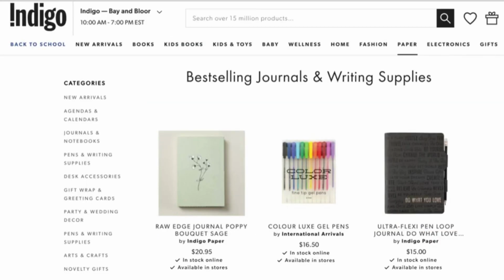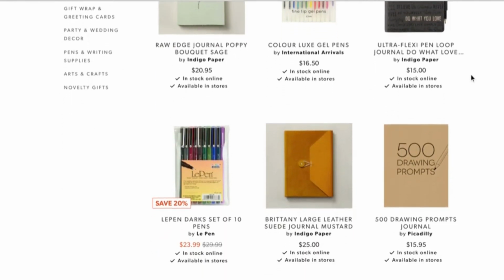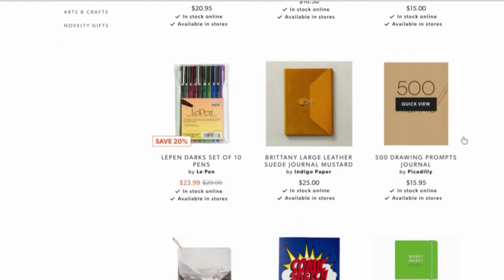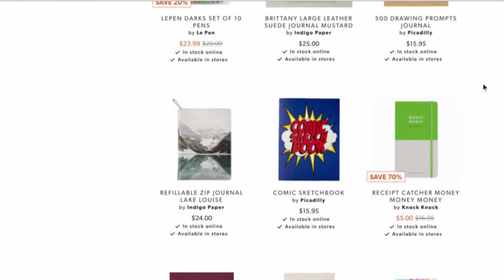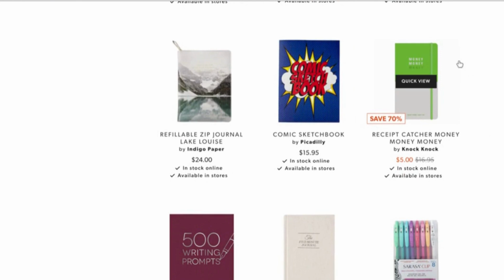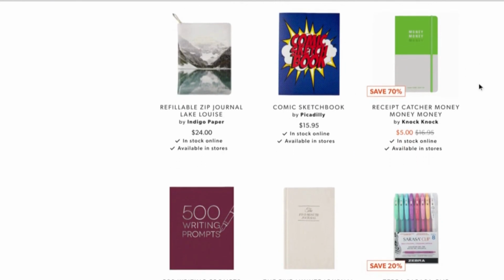I'm going back over to journals. Here's some of the best-selling ideas. They're also jumbled in with writing supplies, but you can still filter through and find some decent ideas. So again, this 500 drawing prompts is in the best sellers list. Here's a receipt catcher, a small pocket size.